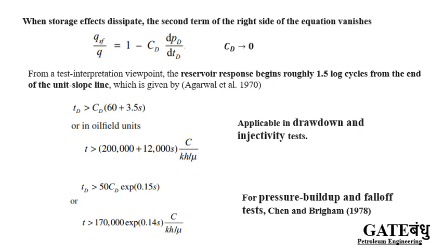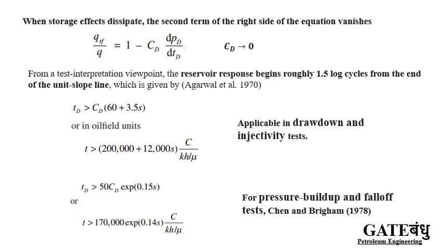This comes into the picture only in the log-log plot between delta P versus delta T, where the deviation of the differential pressure data from the unit slope line becomes parallel to the axis, and this happens approximately 1.5 cycles from the unit slope line. We will talk about this.